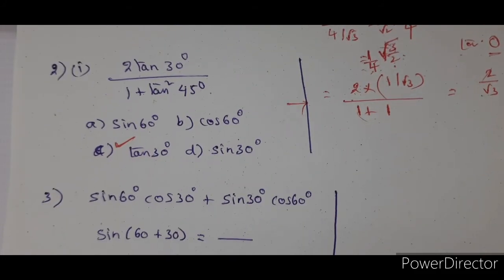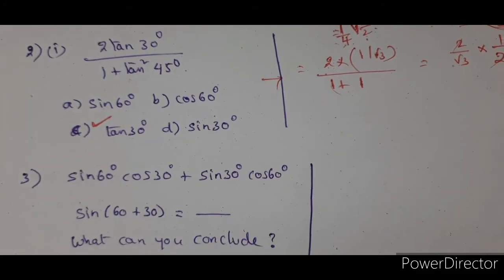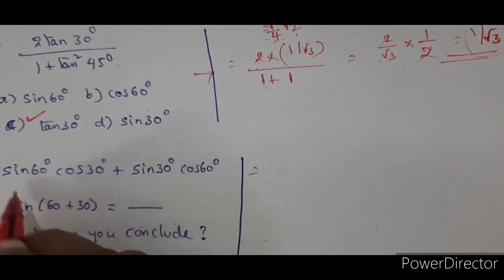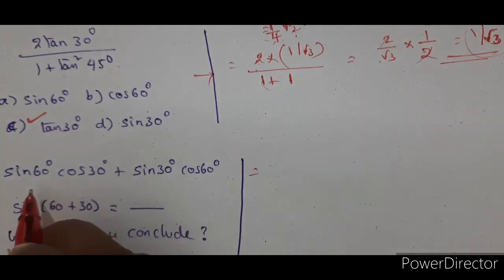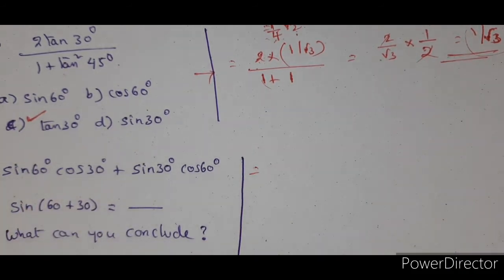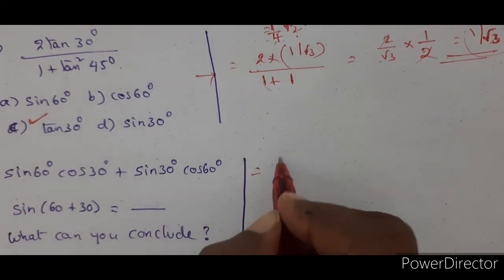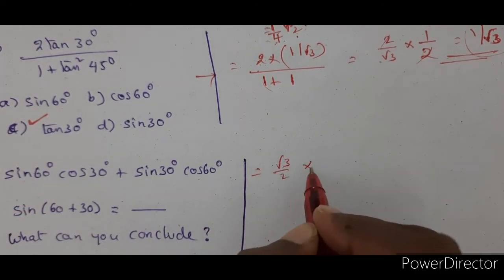Right. Now let us see the next problem. Sin 60 cos 30 plus sin 30 cos 60. So now sin 60 degrees. So come on, now don't look at the table. We shall recollect by ourselves. Read out the values one by one. Sin 0 is 0. Sin 30 is 1 by 2. Sin 45 is 1 by root 2. Sin 60 is root 3 by 2. So root 3 by 2 into cos 30.